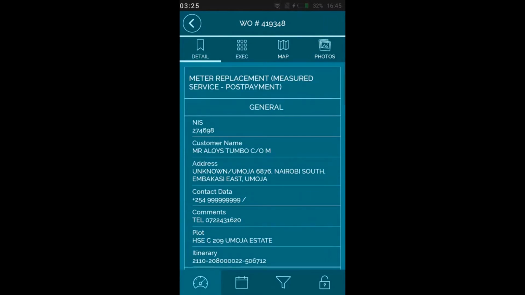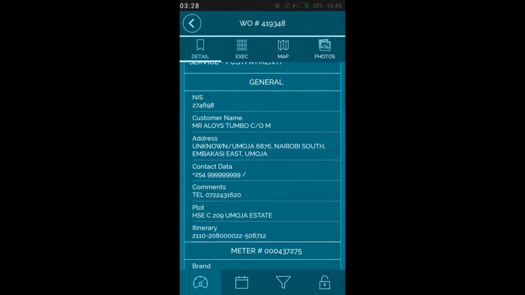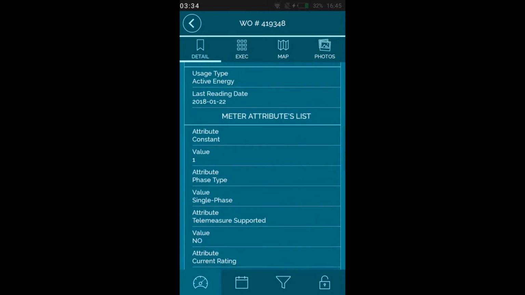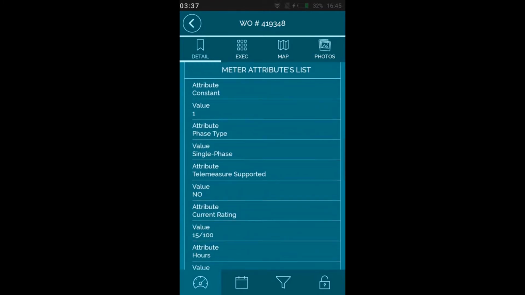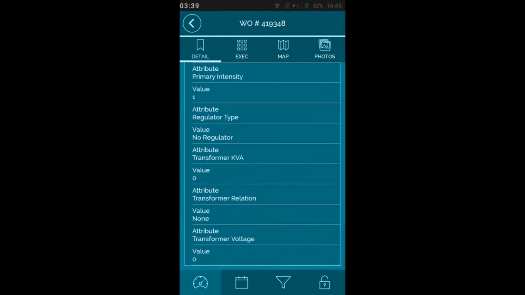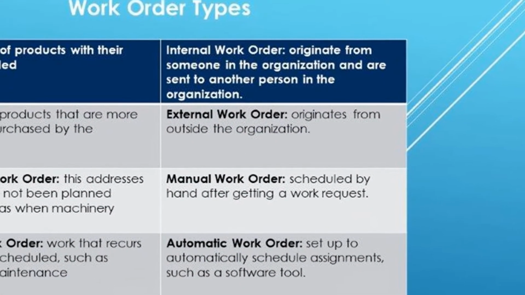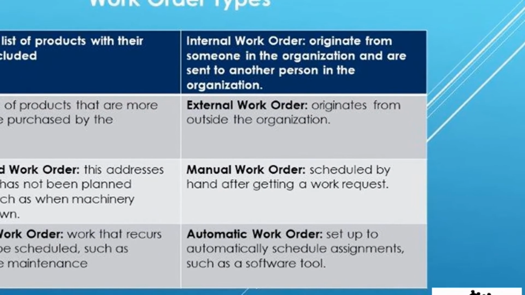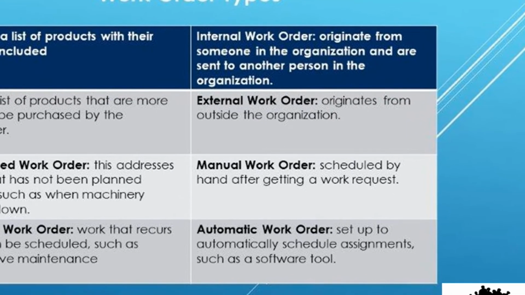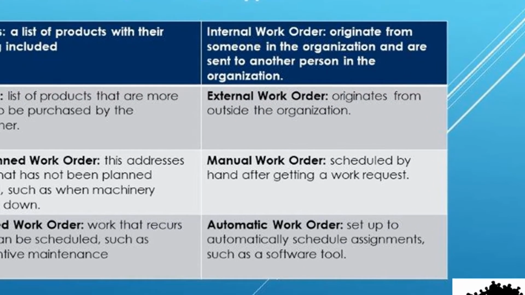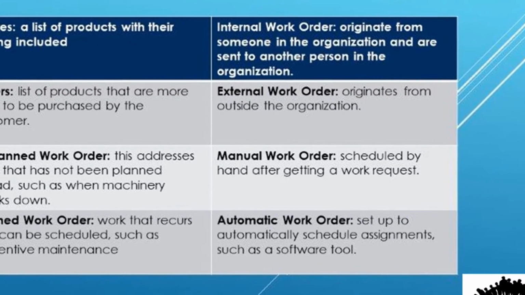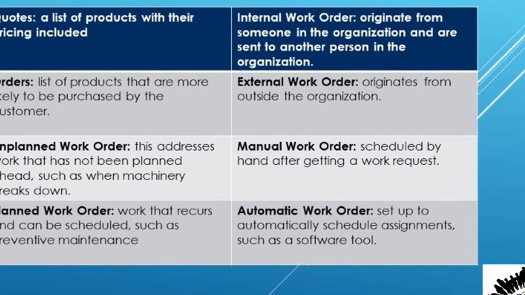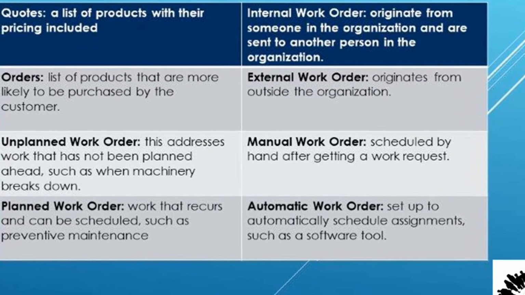Unplanned work order. This addresses work that has not been planned ahead, such as when machinery breaks down. Planned work order. When there is work that recurs and can be scheduled, such as preventive maintenance, then it's called a planned work order. Internal work order. These are work orders that originate from someone in the organization and are sent to another person in the organization. External work order. When a work order originates from outside the organization. Manual work order. This work order is scheduled by hand after getting a work request. Automatic work order. When a work order can be set up to automatically schedule assignments, such as a software tool.